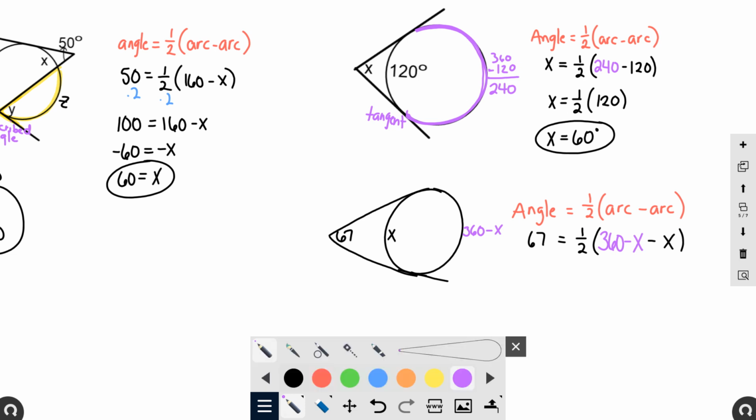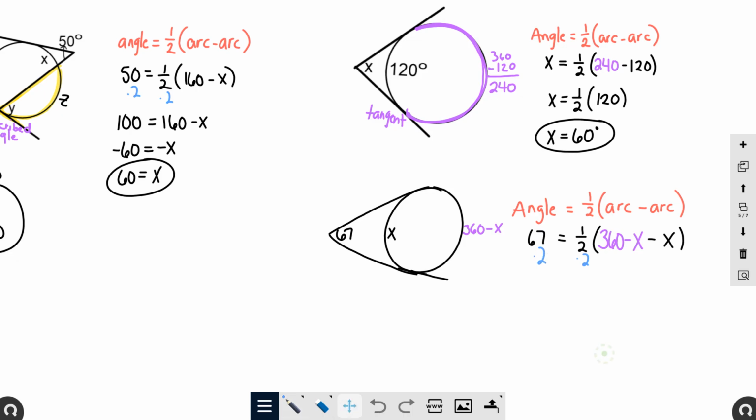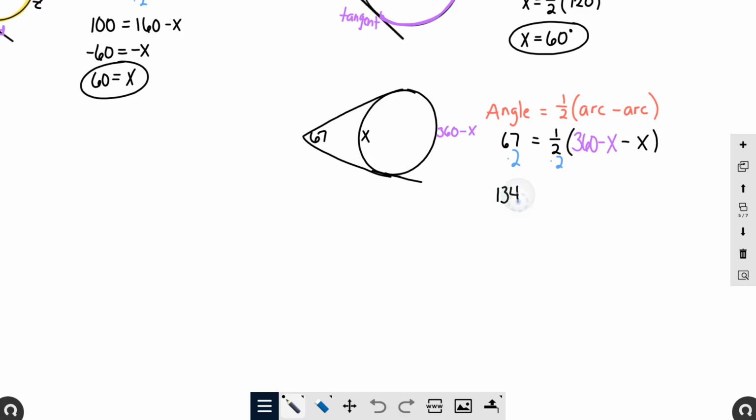Okay, so let's put that together like we did last time. We could go ahead and times both sides by 2 to get rid of that 1/2. So what's 67 times 2? Now, these we can combine like terms. So that will bring up that 2 that y'all were referring to. Is it double? That's where the 2 comes from because it's subtracting both arcs that we have.